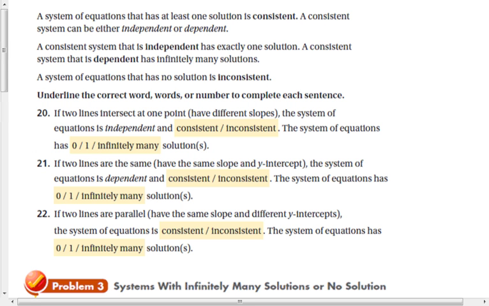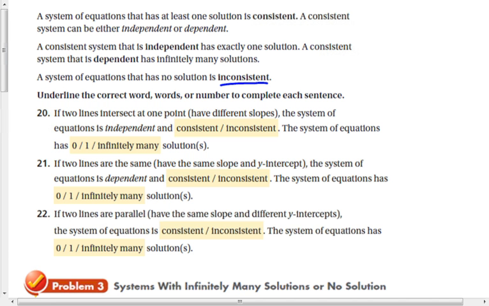All right. A system of equations that has at least one solution is consistent. A consistent system can either be independent or dependent. A consistent system that is independent has exactly one solution. A consistent system that is dependent has infinitely many solutions. A system of equations that has no solution is inconsistent.